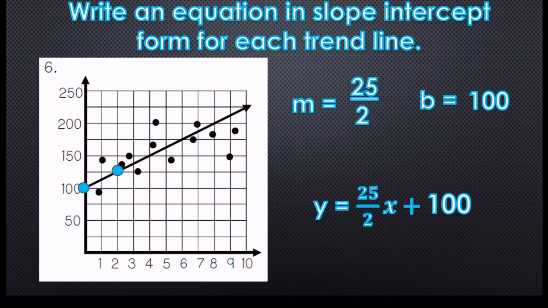Now it's important to know that trend lines are real world situations. And remember, Mrs. Nell and I talked about that a real world slope is its rate of change, and we actually calculate it. So you could also write this, instead of 25 halves, you could say 12.5. That is another option.